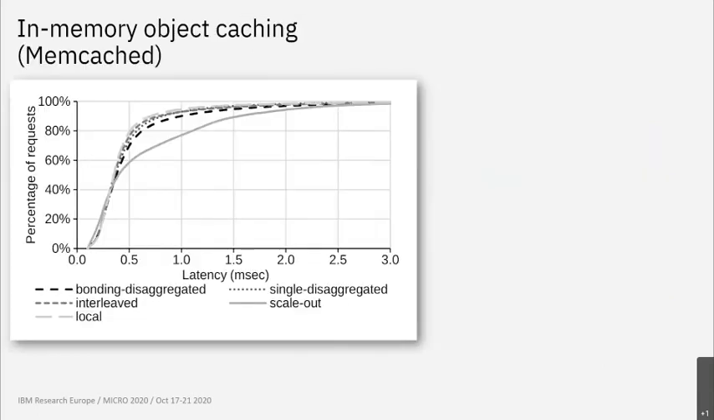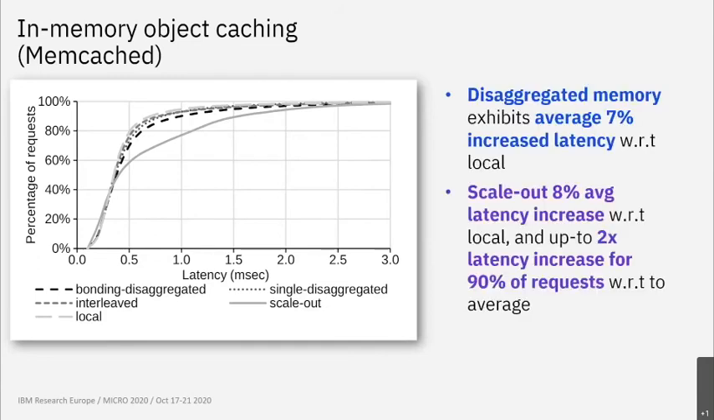The second application we have evaluated is Memcached. For Memcached, we use the Facebook data center traces. Here we show the CDF of the get transactions latency for all the 5 configurations. We see that overall, on average, transactions are served with a 7% increased latency when using disaggregated memory, either single or bonding.